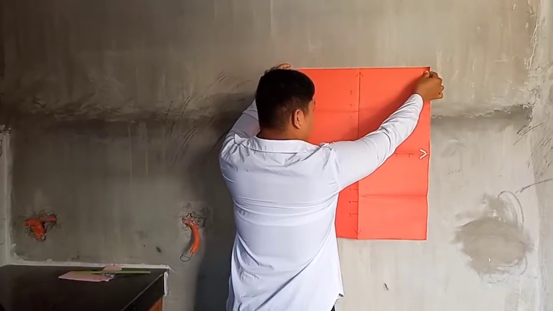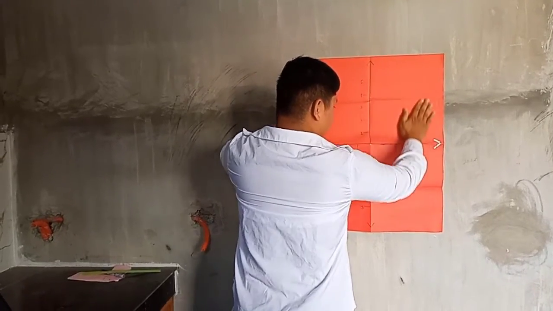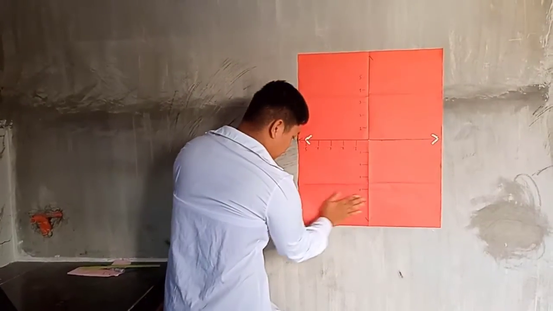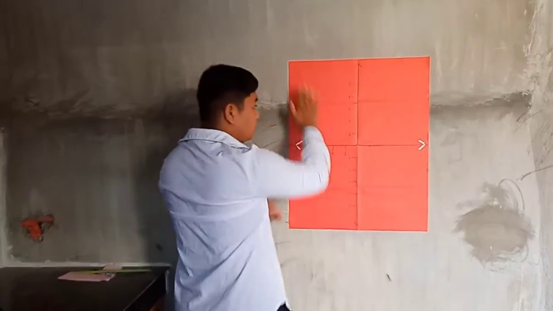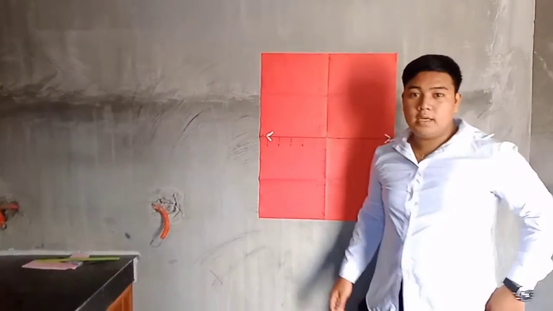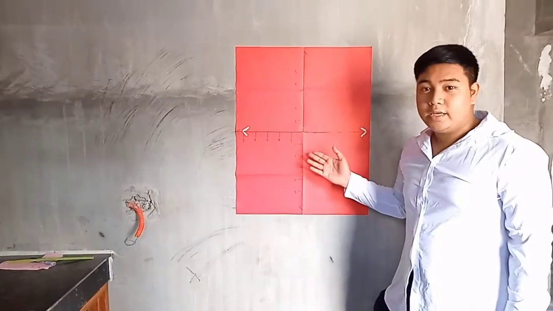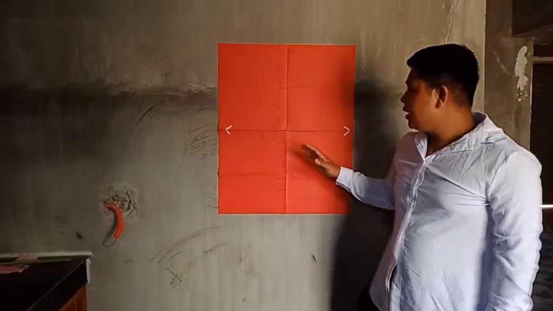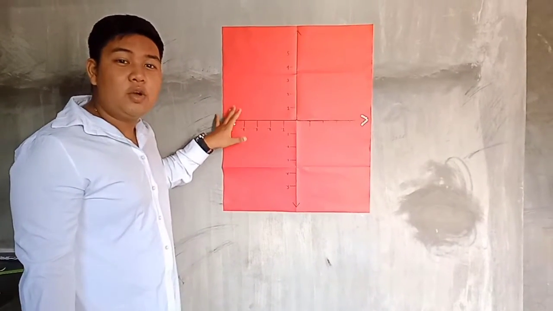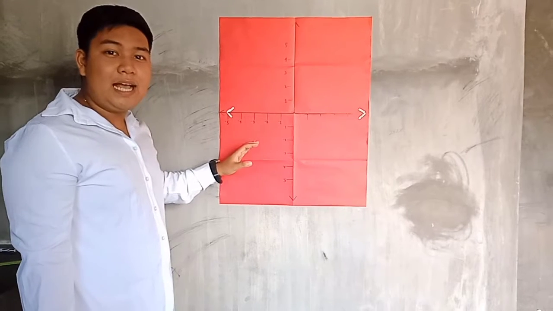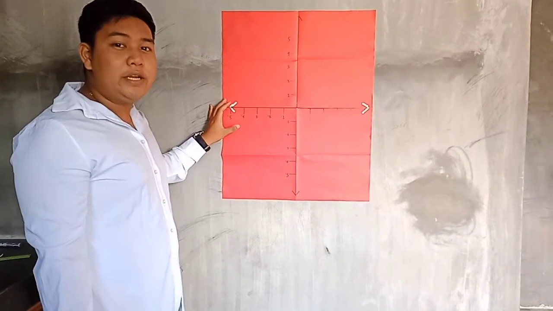Our topic for today is about the Cartesian coordinate system. Okay, the coordinate system is commonly known as the Cartesian system, after the French mathematician René Descartes, who developed it in the 17th century. Okay, class, I have here on our board a Cartesian plane. As you can see, this is the Cartesian coordinate plane, and I will be discussing the different parts of the Cartesian coordinate plane.